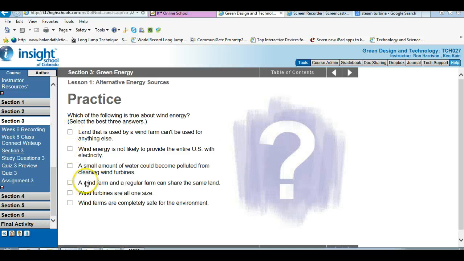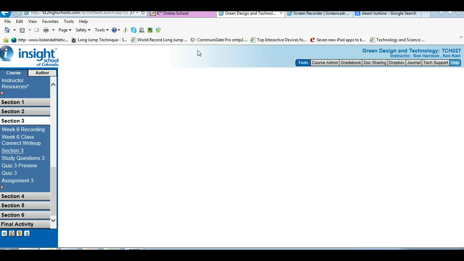So practice, answer the question, see how much you've learned about that. So again, this is going through alternatives, just to give you an idea of different alternatives and what their uses are, and the benefits and the drawbacks to that particular source of energy.